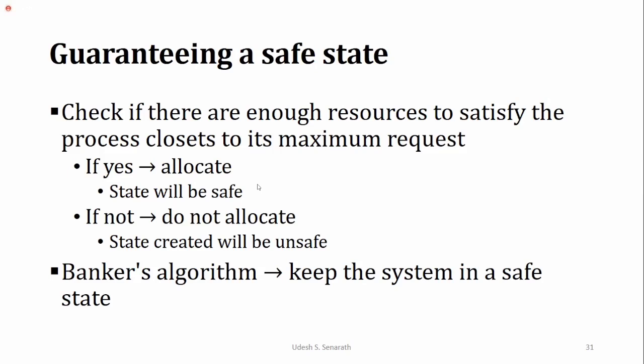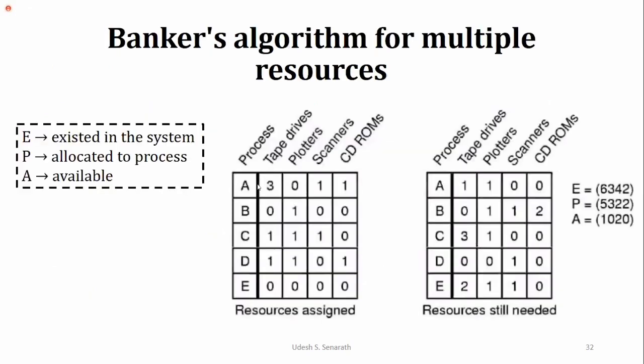So again, if we allocate, the safe state created will become unsafe, and also if we don't have resources, it is not in a safe state. Normally the banker's algorithm is all about keeping the system in a safe state all the time. Banker's algorithm for multiple resources is like this. This is the resources assigned.